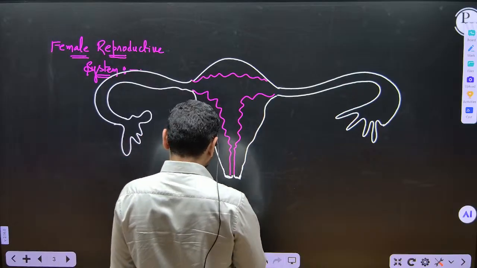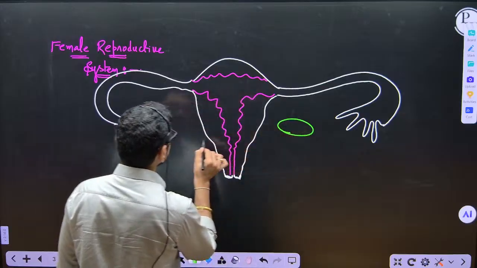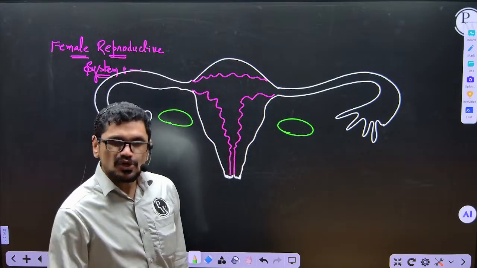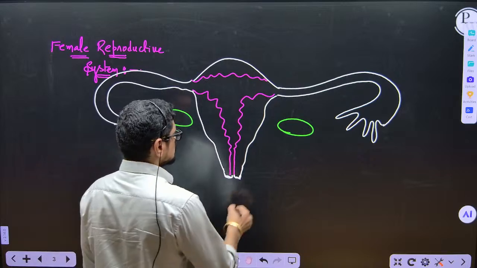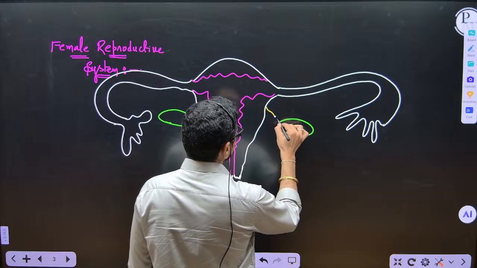Followed by, now I will represent the ovary. A pair of ovaries are present. You can see one ovary here. You can see one ovary here. A pair of ovaries are present, 2 to 4 centimeters in length. So many ligaments are also present here.